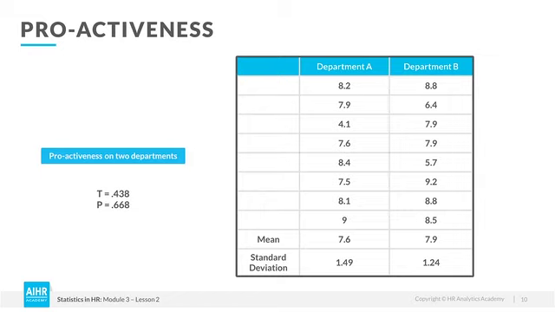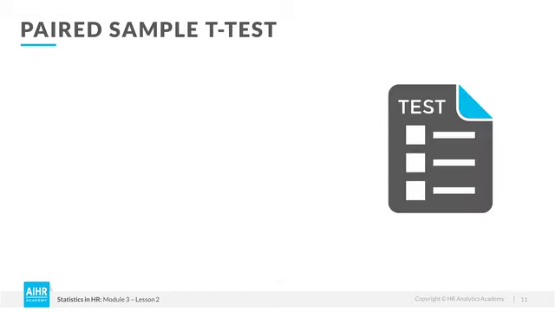To account for this, we often use a paired sample t-test instead of the unpaired two-sample t-test. This alternative test allows you to pair two people who are very similar on the variable you're testing and then randomly assign them to the two different test groups. For instance, if we had the chance, we would pair two people who are similarly proactive and put one of them in Department A and the other in Department B.